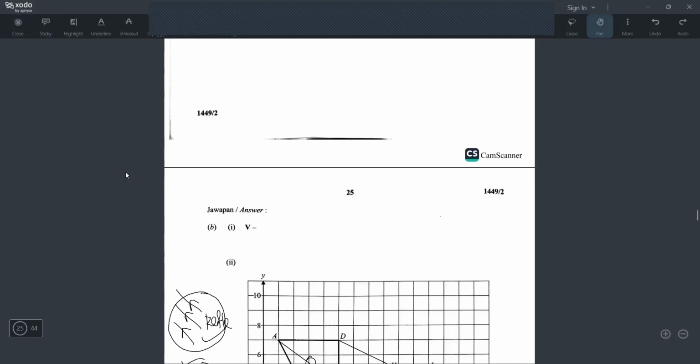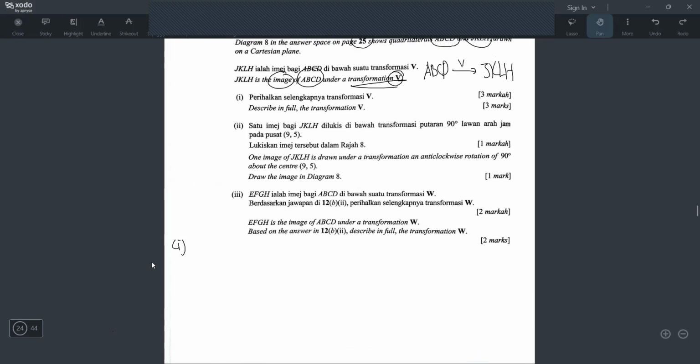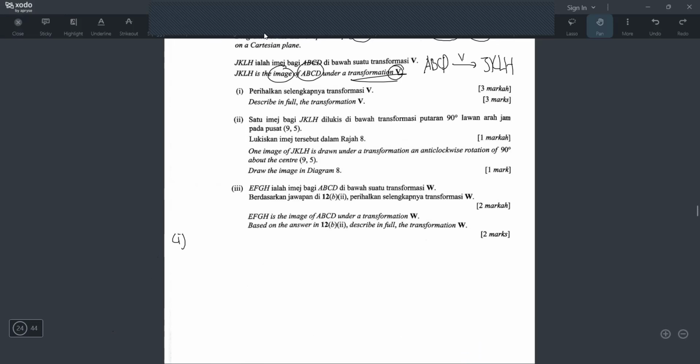So we can straight away go to our working answer space and write down transformation V is rotation. And how many degrees? 90 degrees. But you will not get full marks if you write like that. The full mark is 3 marks.